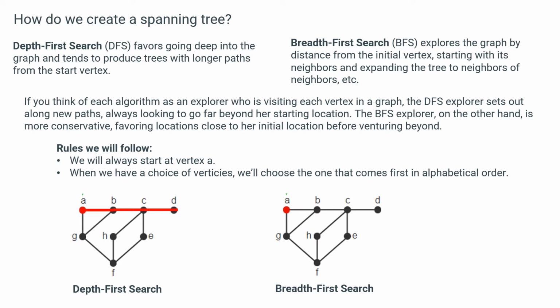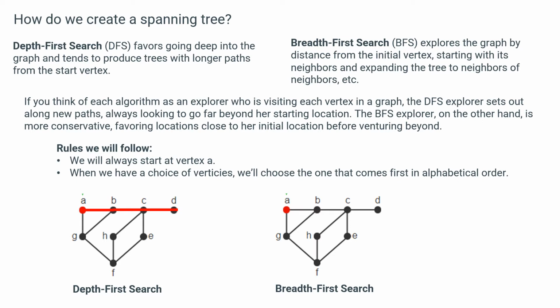Notice there's no concern about staying close to home. We've gone pretty much as far away as we can right away. Not that the goal is to get far away, but it's to go from vertex to vertex, not caring how far away we get from the start. Now notice when we get to D, there's a problem, and that is we're at a dead end. It's okay to have a dead end.